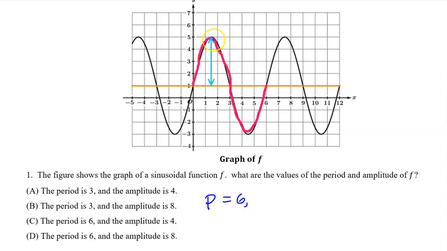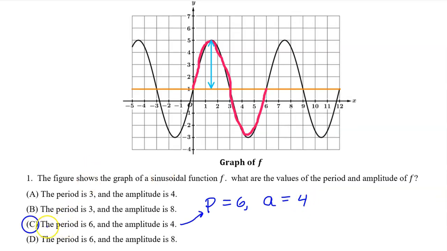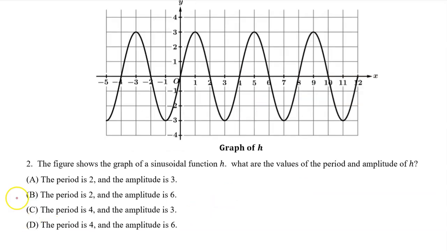The amplitude is the distance between the middle value and the maximum value. 5 minus 1 is 4, so the amplitude is 4. This corresponds to an answer of C.